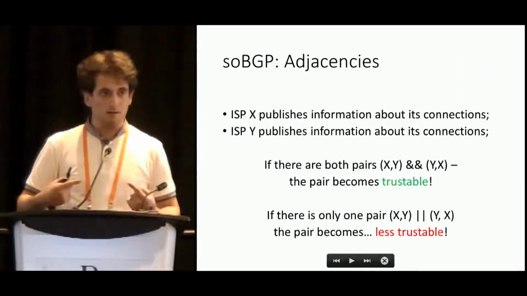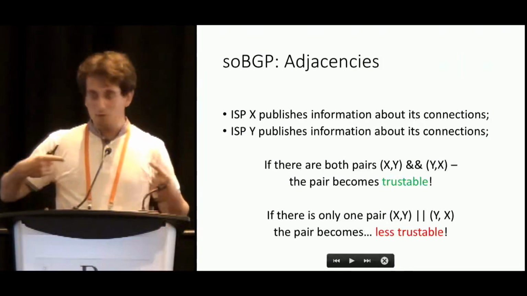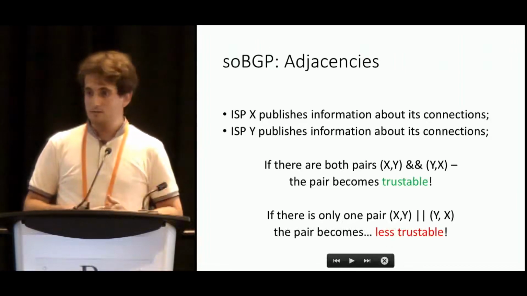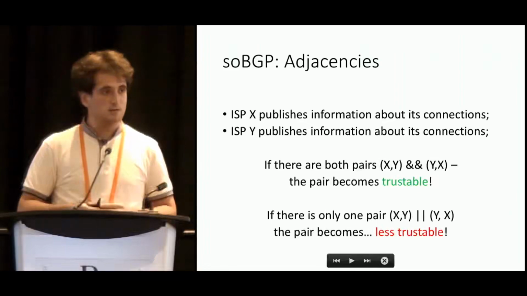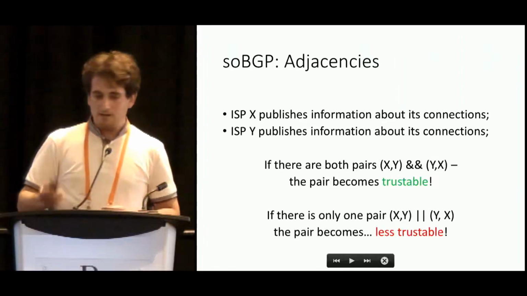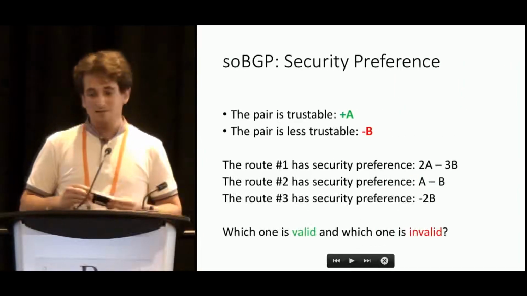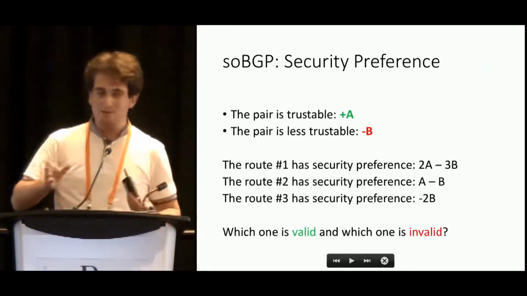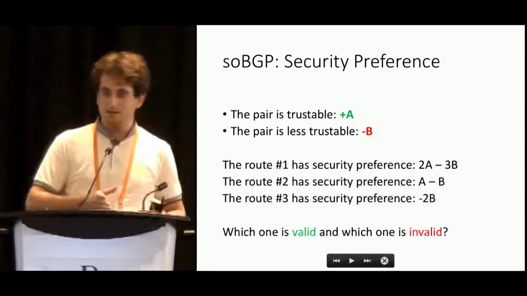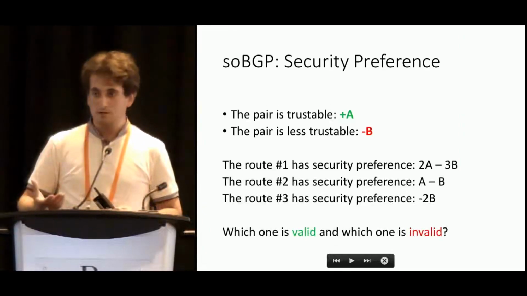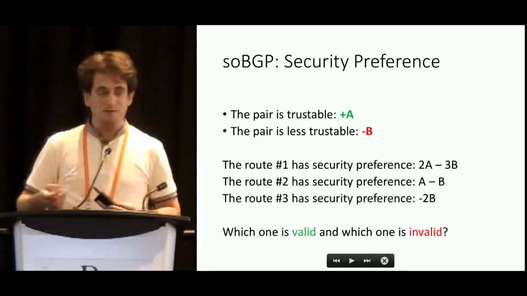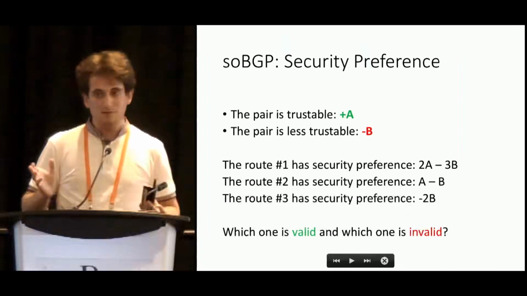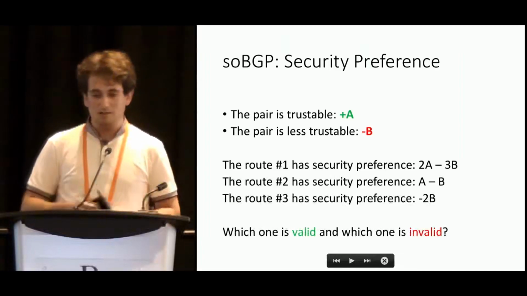If both ordered pairs exist, the pair is trustable. If only one pair exists, the pair is not invalid, it's just less trustable. So the result is that soBGP was not providing a solution that gives a clear statement, invalid or valid. It was providing a function that at a high adoption rate may be useful. But again, it can easily be abused by attackers, especially at the state of early adoption.